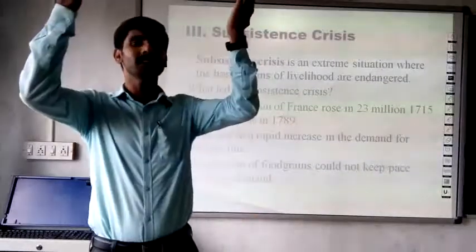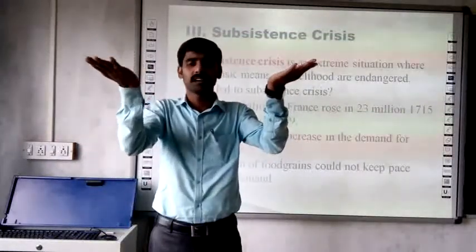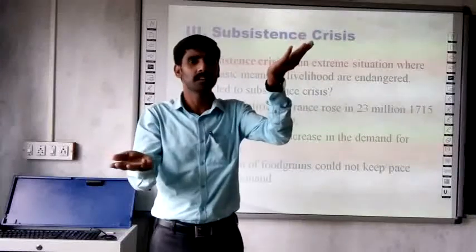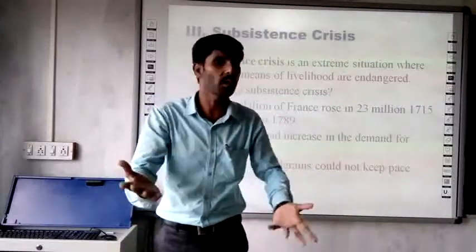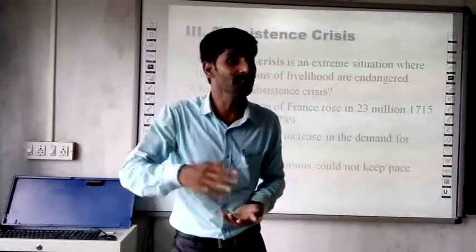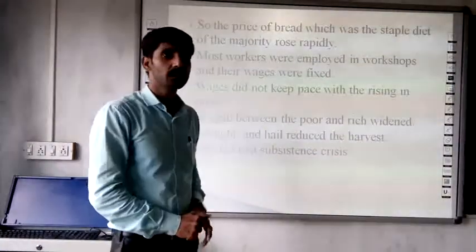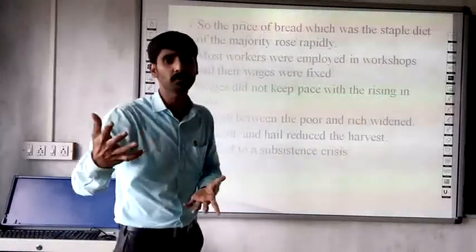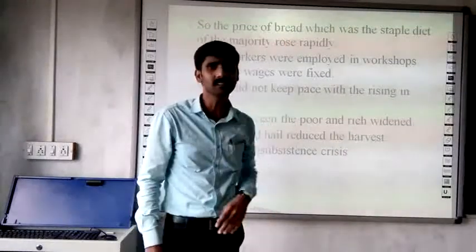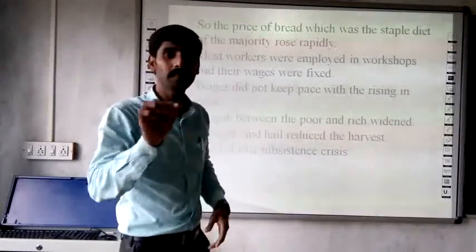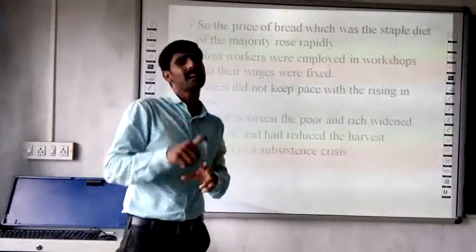There was a huge demand for the food grains, but production could not meet the demand. There was imbalance. More demand, less production. So what would happen? Obviously, the price of the food grain rises. The same thing happened in France. A huge demand for food grains and less production resulted in a rise in the price of food grains, especially bread, which was the staple diet of a majority of the population.